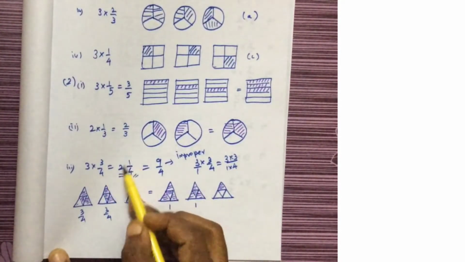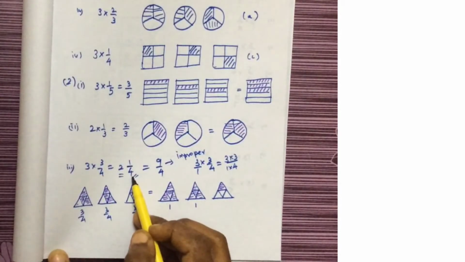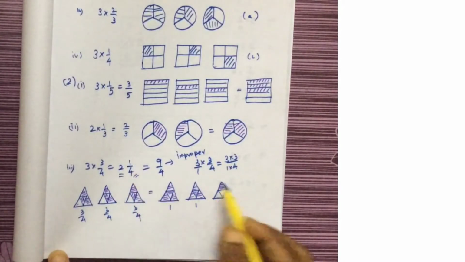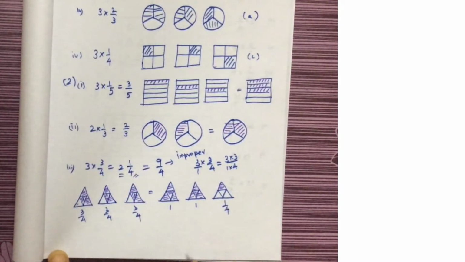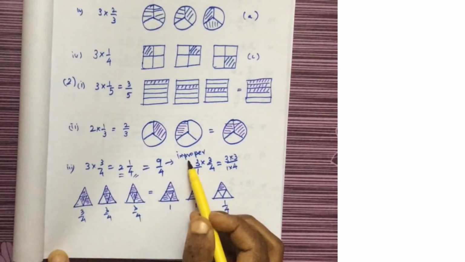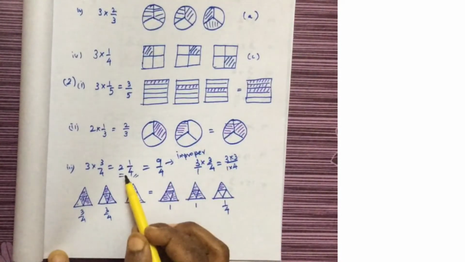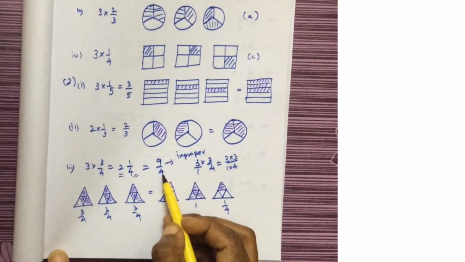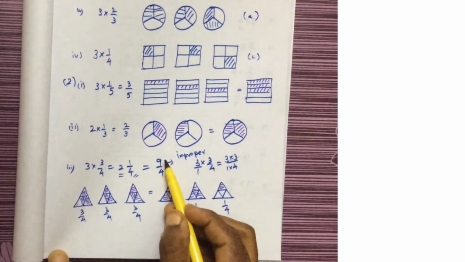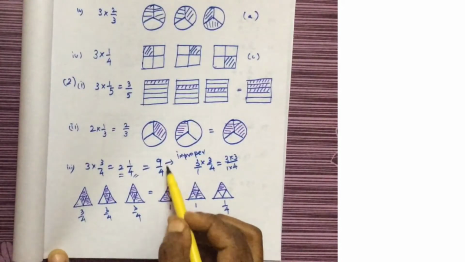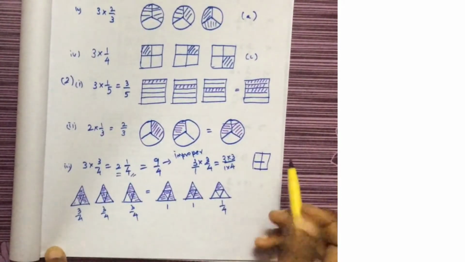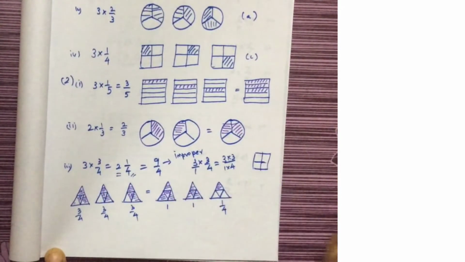Again, this 1 by 4 is a proper fraction. You know how to represent 1 by 4. So there are 4 parts. Out of that you shade 1 by 4. Since it is an improper fraction, you have to convert it into a mixed fraction, then only you can represent it pictorially. You can't draw 4 parts and shade 9 out of that. It is not possible to directly represent 9 by 4. So this is not possible.